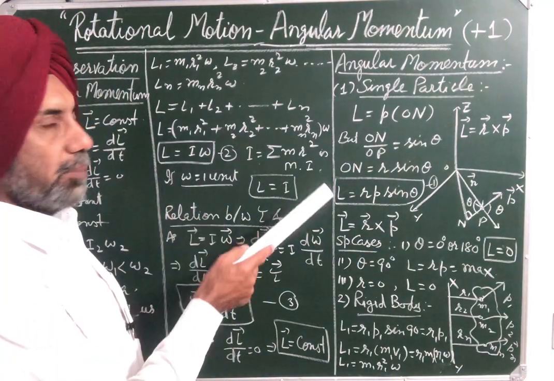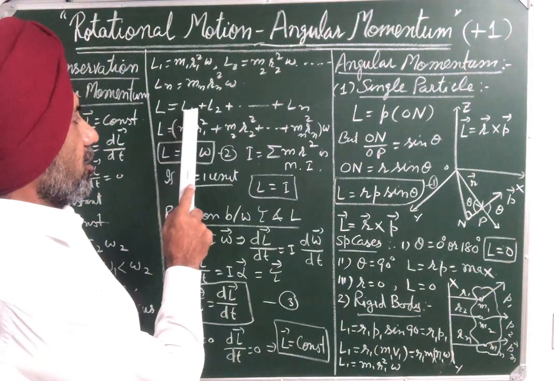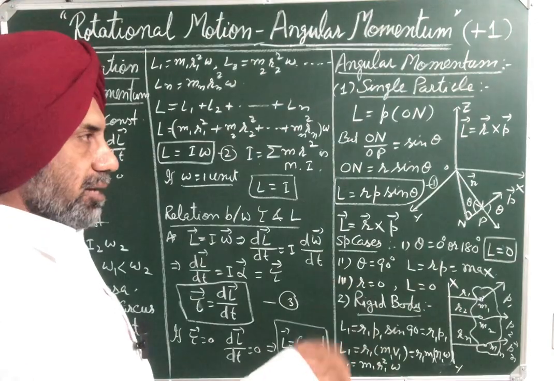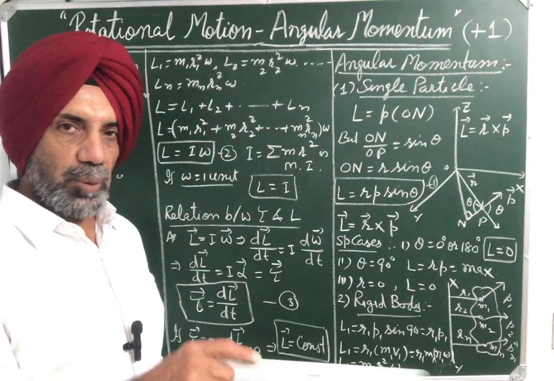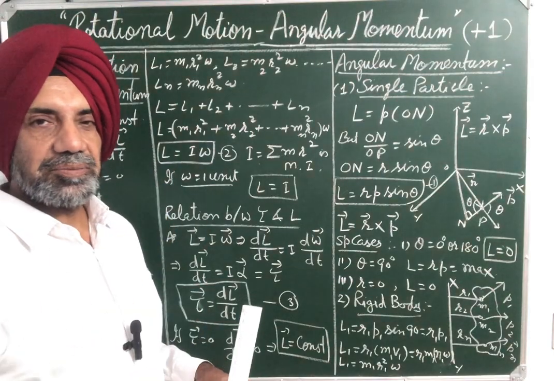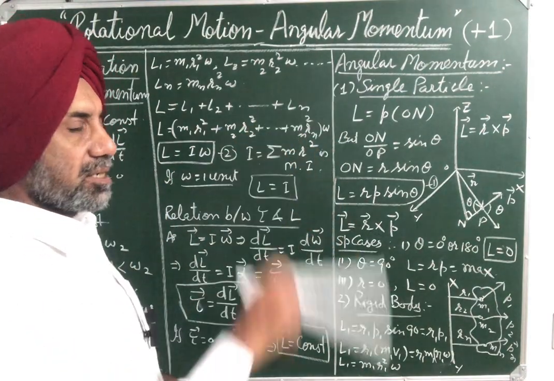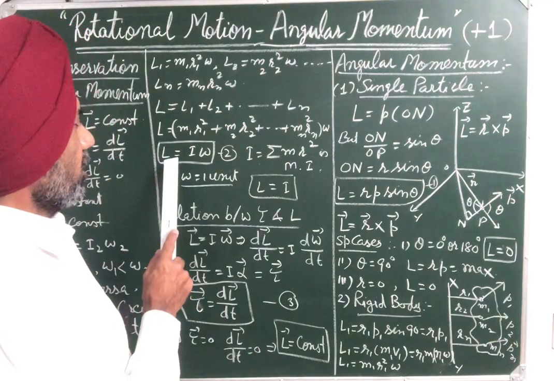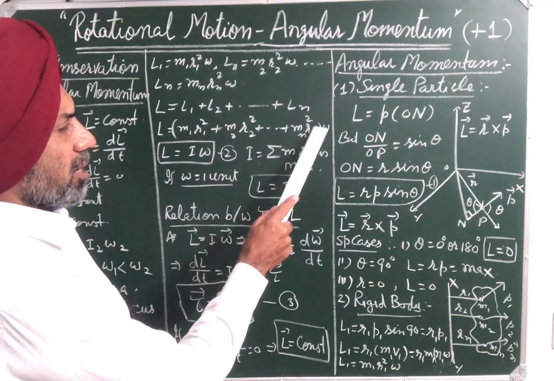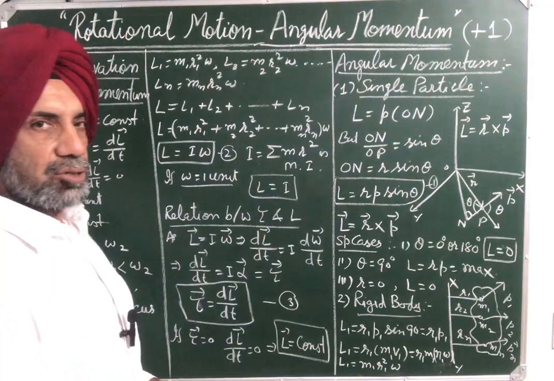Then total angular momentum will be L = L1 + L2 + ... + Ln, because we simply add all the individual angular momenta, since they are acting along that axis. The direction of angular momentum is along that axis, so they are added simply. So L = m1 r1² + m2 r2² + ... + mn rn² into omega. Omega is common.